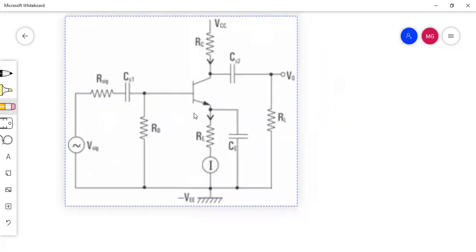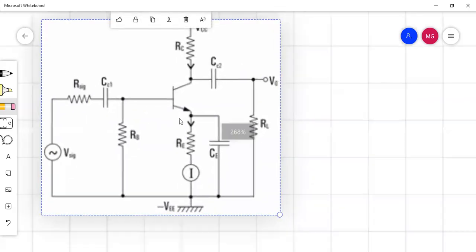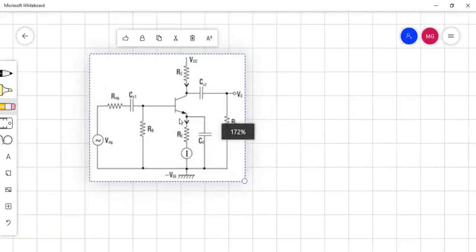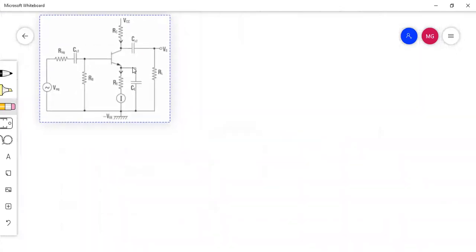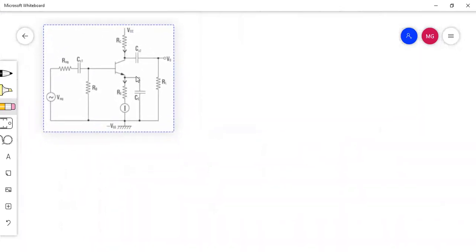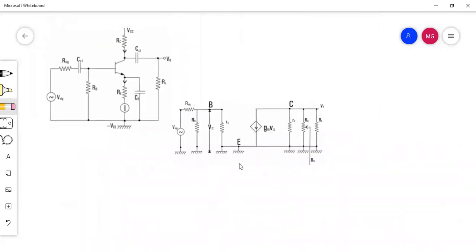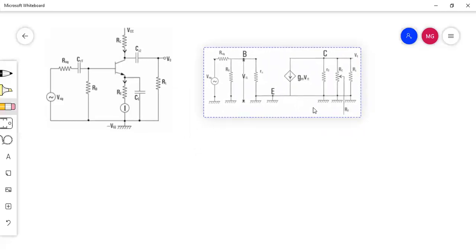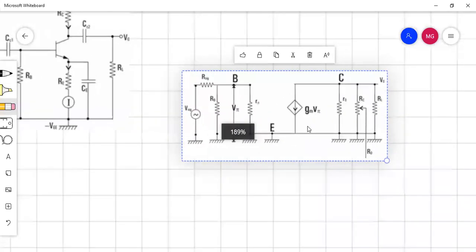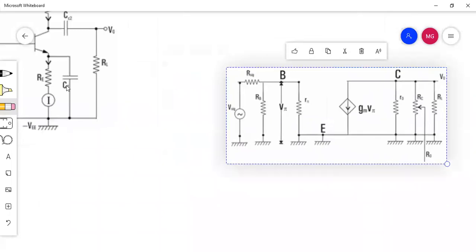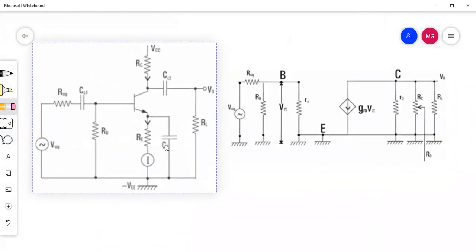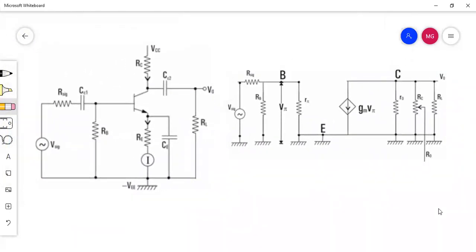This is the basic diagram I show here. Can you see it? Is the diagram clear? Yes, sir. Is this both diagram clear? I am showing two diagrams simultaneously.